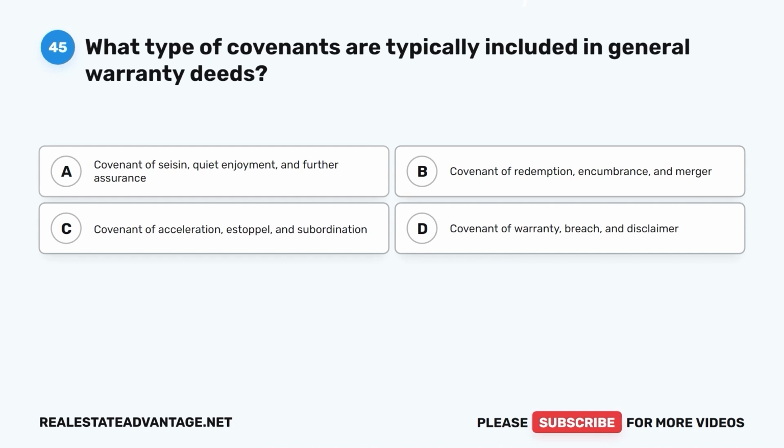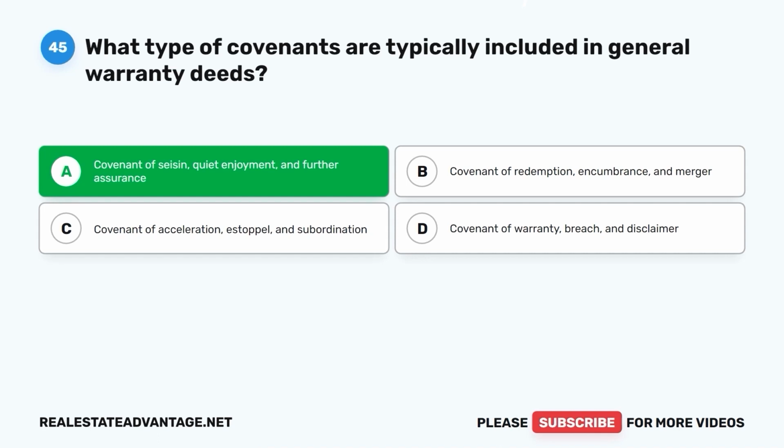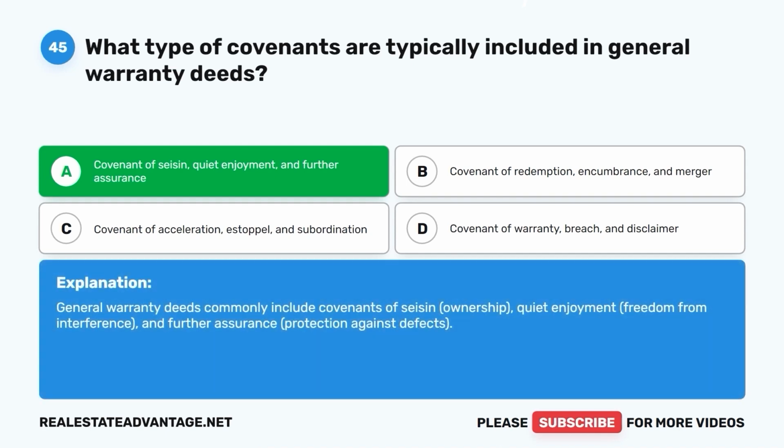Question 45. What type of covenants are typically included in general warranty deeds? A. Covenant of seisin, quiet enjoyment, and further assurance. B. Covenant of redemption, encumbrance, and merger. C. Covenant of acceleration, estoppel, and subordination. D. Covenant of warranty, breach, and disclaimer. The correct answer is A. Covenant of seisin, quiet enjoyment, and further assurance. General warranty deeds commonly include covenants of seisin, ownership, quiet enjoyment, freedom from interference, and further assurance, protection against defects.